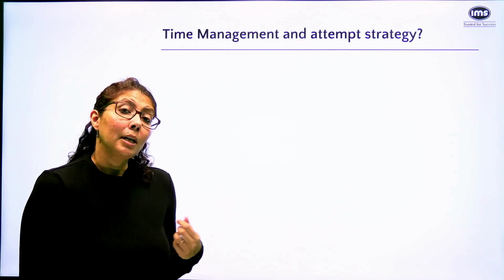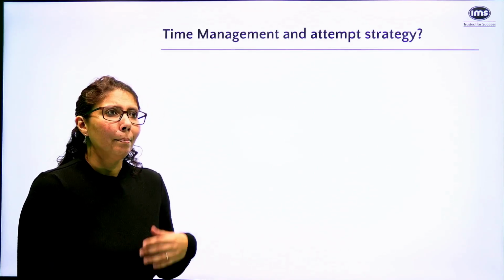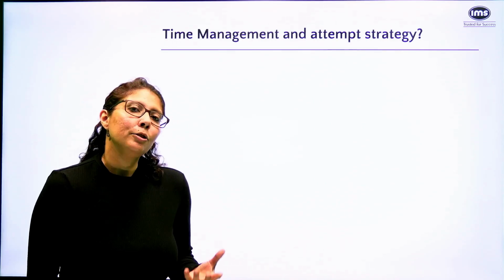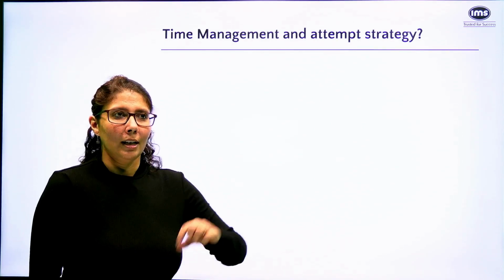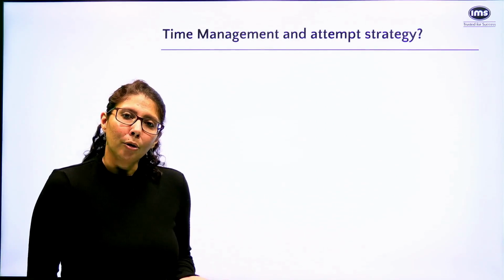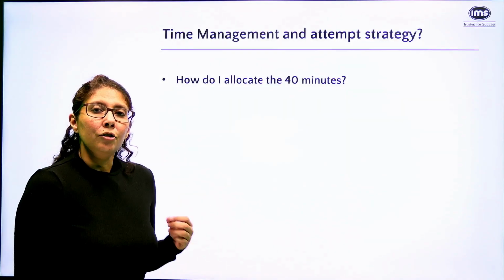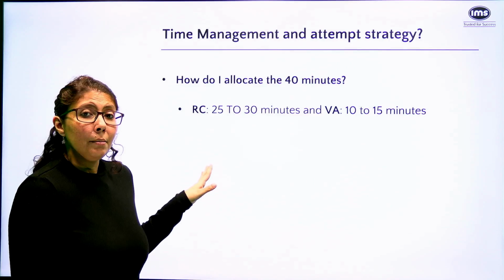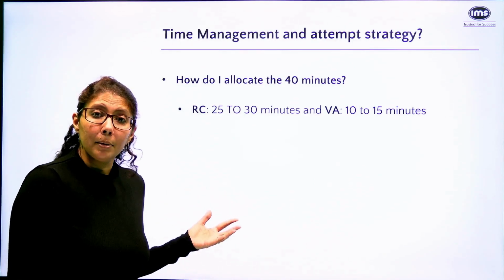But now let's talk about time management and the order of attempts. This is a question that has come to us many times. So I think that the section itself tells you how to manage your time. There are more RC questions and fewer VA questions. Typically 16 from RC and 8 from VA. So I should obviously give more time to RC and less time to VA. So how would I distribute the 40 minutes? I would probably say 25 to 30 minutes for RC and about 10 to 15 minutes for VA. It is as simple as that.